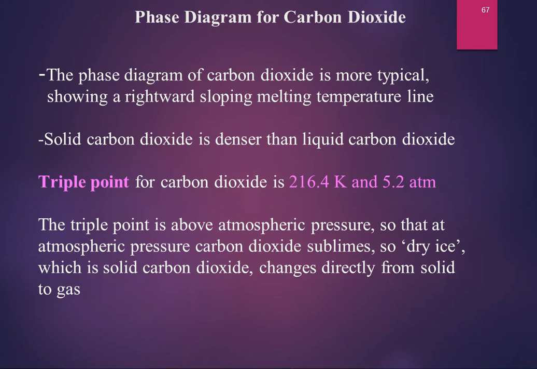Solid carbon dioxide is denser than liquid carbon dioxide. Triple point for carbon dioxide is 216.4 Kelvin and 5.2 atm. The triple point is above atmospheric pressure, so that at atmospheric pressure carbon dioxide sublimes. So, dry ice, which is solid carbon dioxide, changes directly from solid to gas. Okay, that's all.